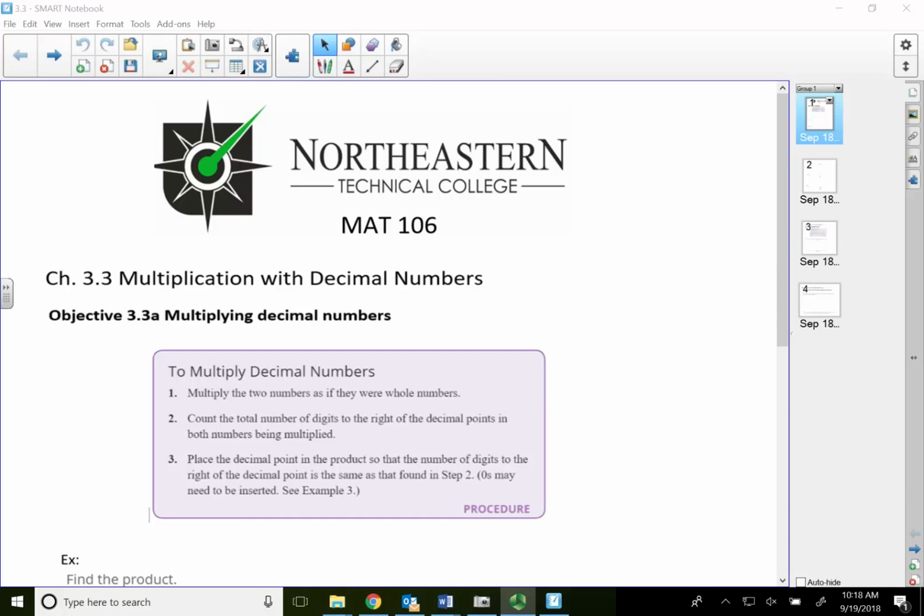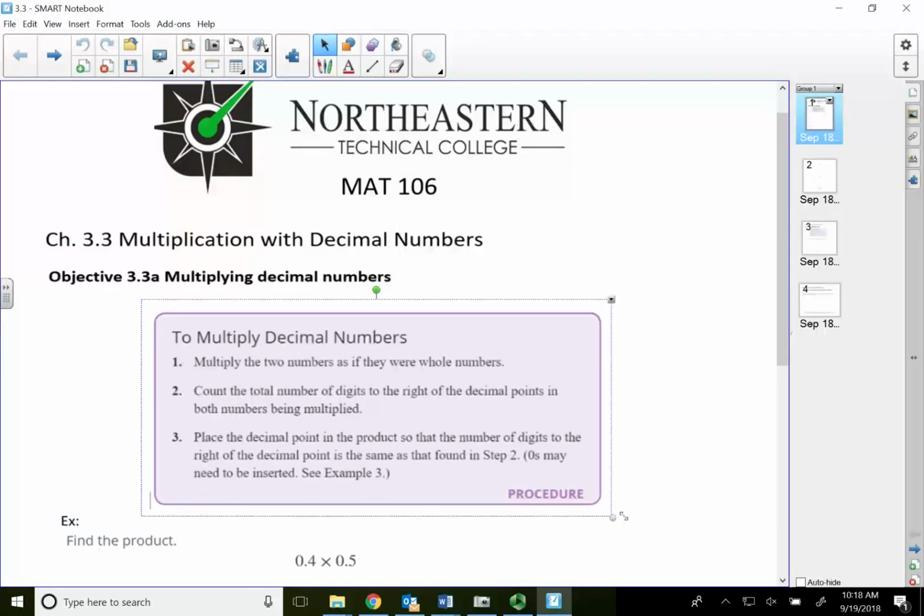Welcome to Module 3.3. In this lecture video, let's take a look at how we're going to multiply decimal numbers. Basically, our approach is going to be multiplying the numbers as if they were whole numbers. After we multiply, count the total number of digits to the right of the decimal points. Then place a decimal point in the product so that the number of digits to the right of the decimal point is the same as found in step number 2.